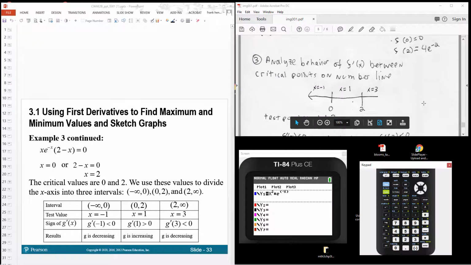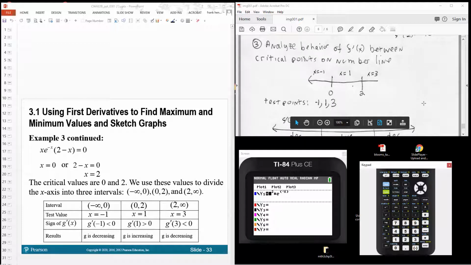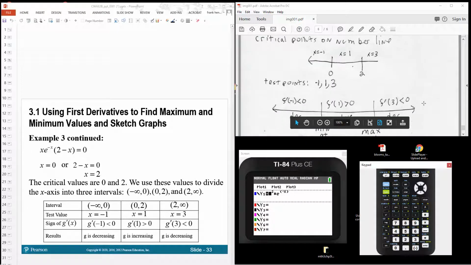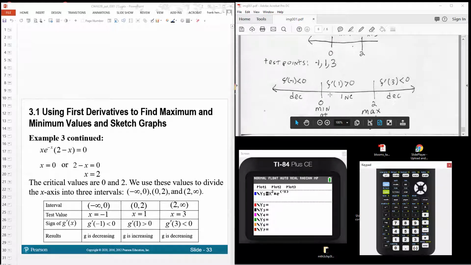It's for 0 and 2, so I plot test points between the intervals. My test points end up being -1, 1, and 3. So I plot the points and see if it's greater than or less than 0. So I see that it's decreasing on one side, increasing on the other, and then decreasing on the other side. So if it's going down and then up, I have a minimum. And if it's increasing, going up, and then going down, I have a maximum.